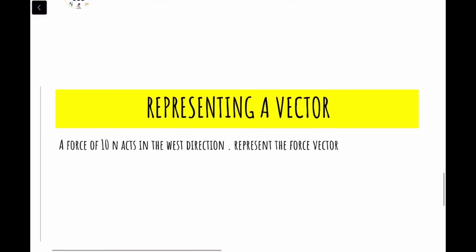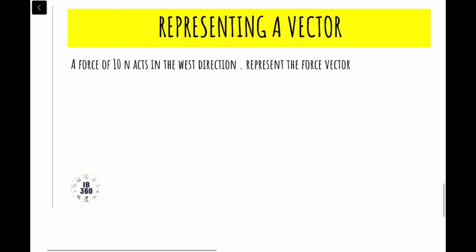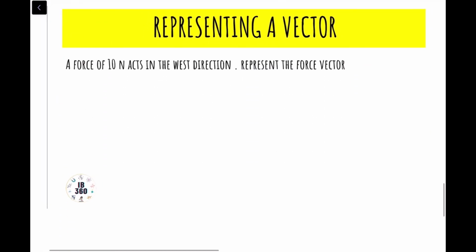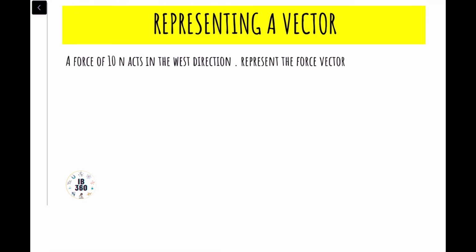Okay, so proceeding on to the final example. A force of 10 Newton acts in the west direction. Okay, so there is a 10 Newton force acting in the west direction. Okay, so that means, suppose this is north, right? This is south, this is east, and this is west, right?